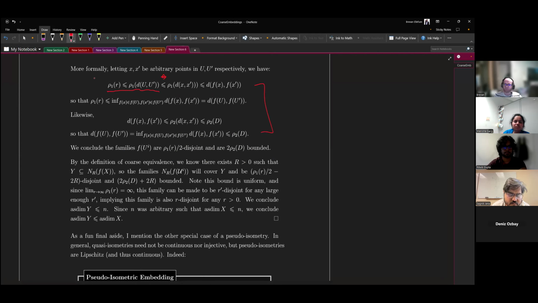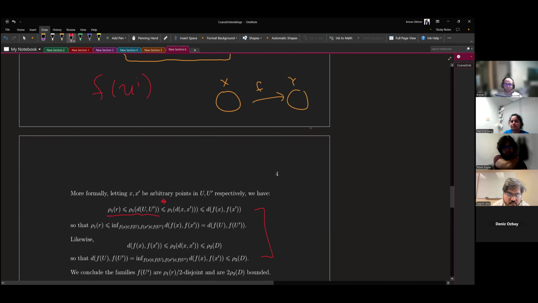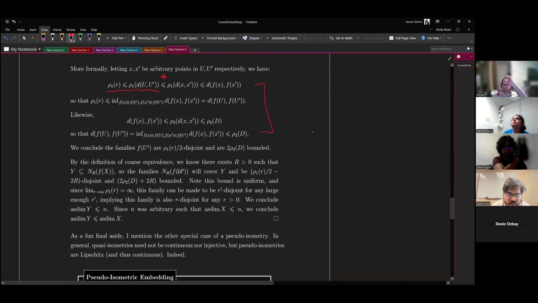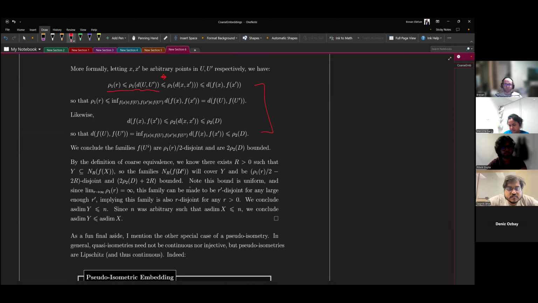Any questions? Okay. So we know by coarse equivalence that because we have our map going from X to Y, there will be some neighborhood around f of X that covers Y. Remember, think of X as a bunch of points inside of Y. We can cover it with a bunch of balls around all those points, and those will cover Y. And so the R here, I think we called C before, but following the notation of this paper, they used R.